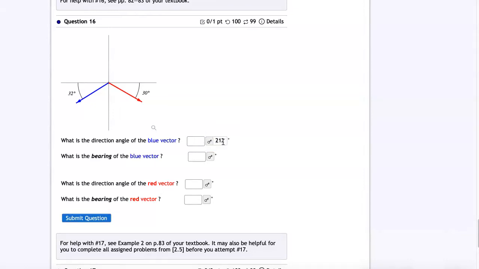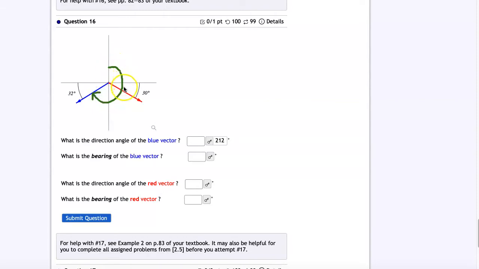And there it is. Now that's going to be different than the bearing of the blue vector. The bearing of the blue vector means that we start at due north. So here's due north, and then we go clockwise. So bearing has us start at due north and go clockwise.